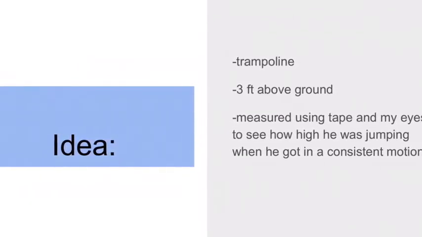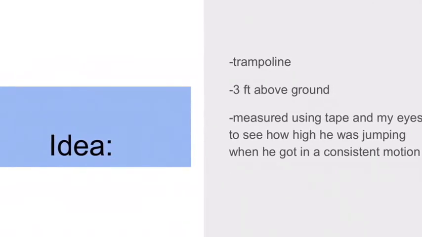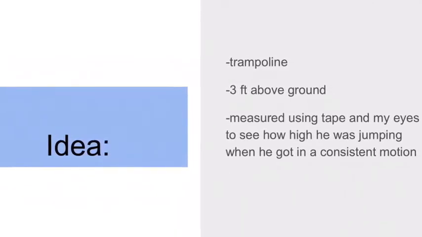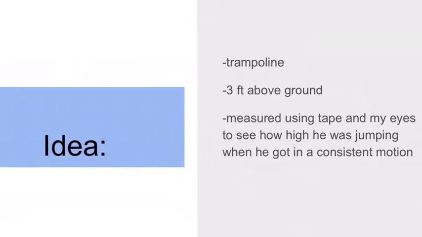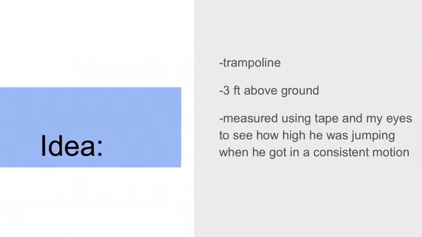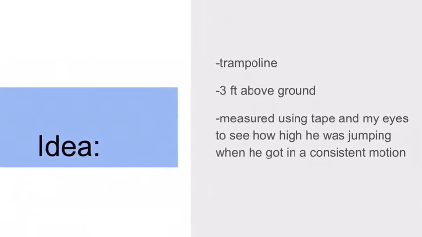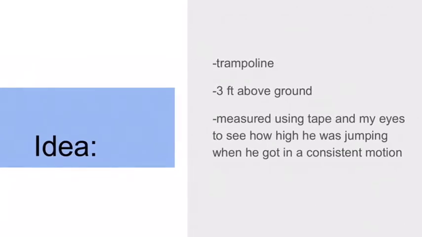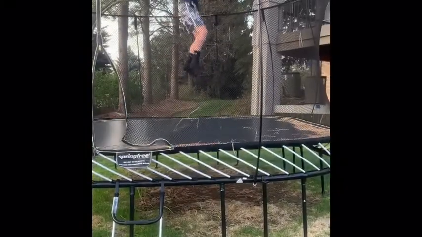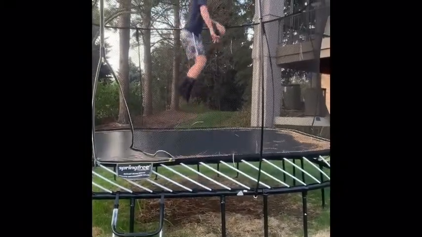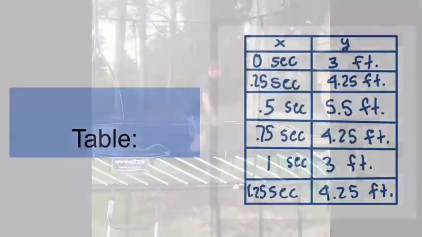And so the starting point would have been 3 feet, because he was 3 feet above the ground when he was on the trampoline, instead of 0 feet, because he wasn't jumping on the ground. And then I recorded this video. In the video you can see that he's jumping, and on the right side there's tape to show how high he's jumping. Each piece is a foot.